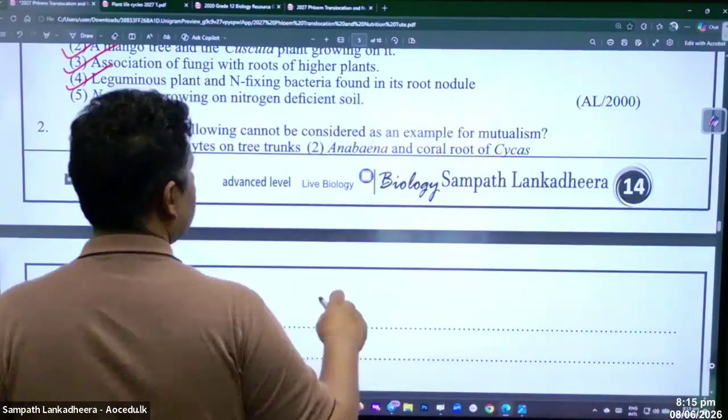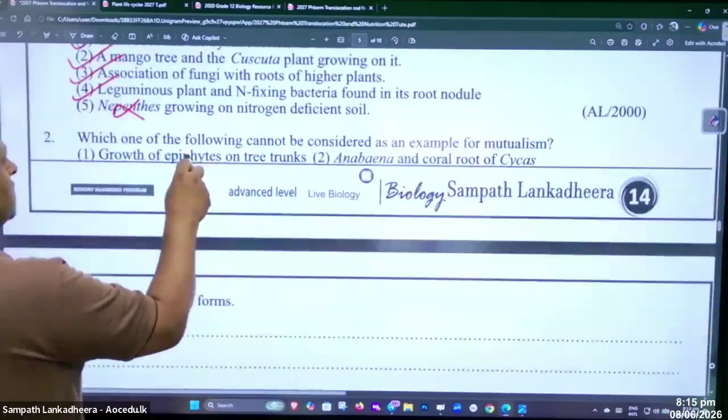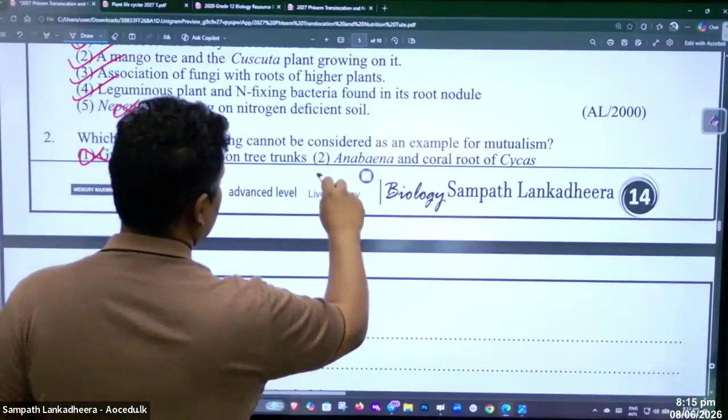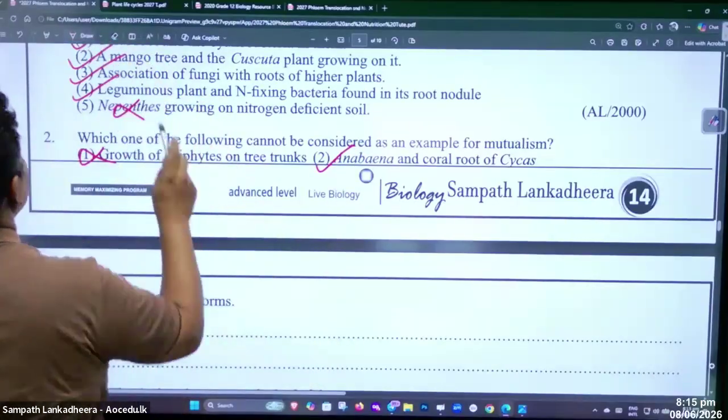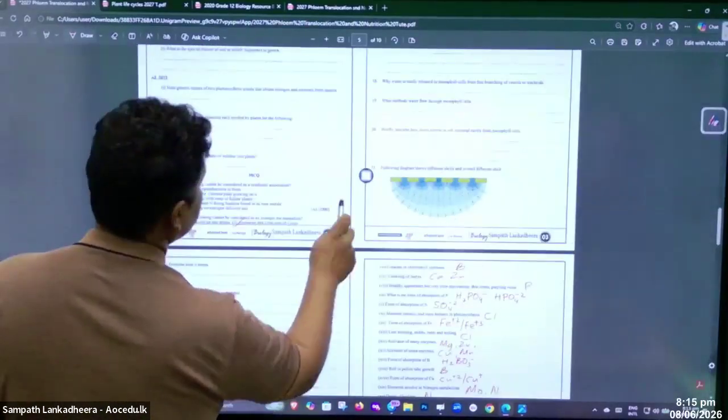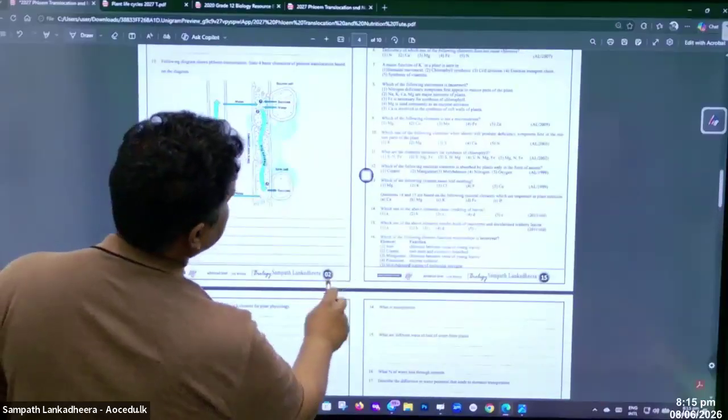So, which of the following cannot be considered as mutualism? The first is wrong, right? And then Anabaena and coral root is correct. I have to find page number 15.